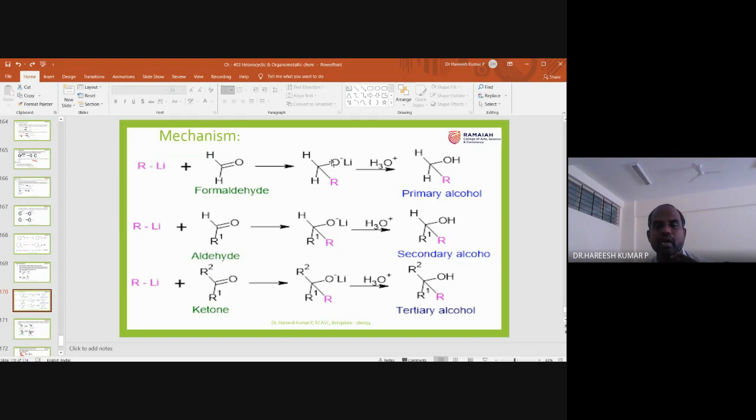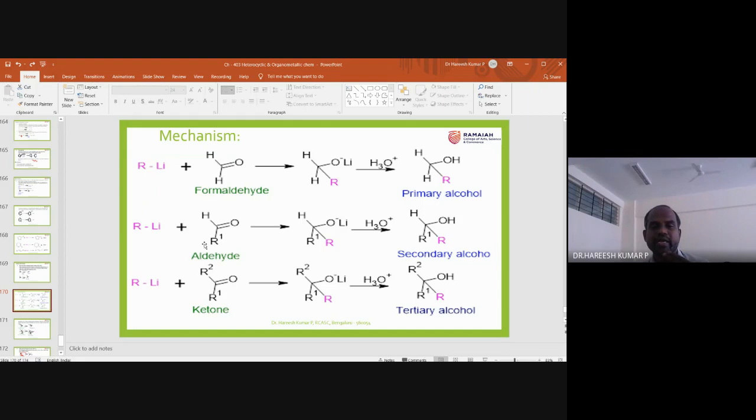This lithium alkoxide is hydrolyzed. Hydrolyzed means the bond between the oxygen and lithium picks up a proton from here. So the obtained compound is a primary alcohol. That means formaldehyde on reaction with organolithium gives a primary alcohol.